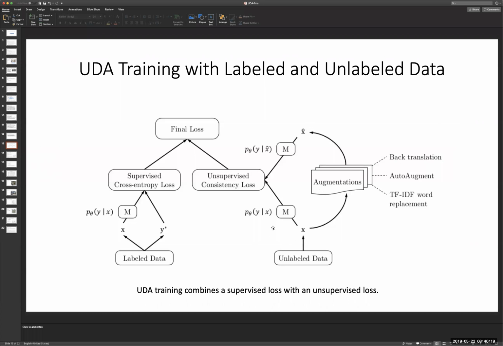And then that goes through our model, just as X did. And then, so we have two probability densities. And this unsupervised consistency loss, this is our KL divergence from the equation before. So we combine these two losses by weighting them, simply adding them together, multiplying by some alpha, 1 minus alpha kind of thing, and summing them together to get the final loss. So this is the entire system for training UDA.